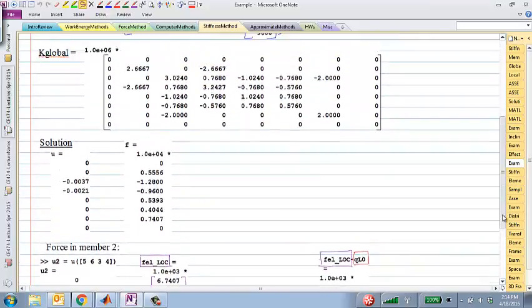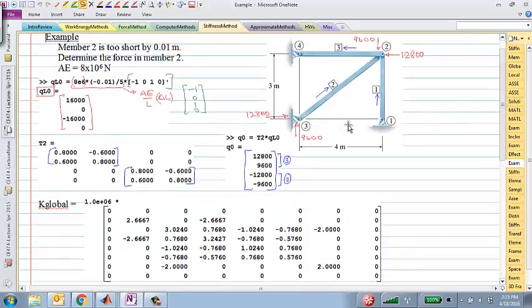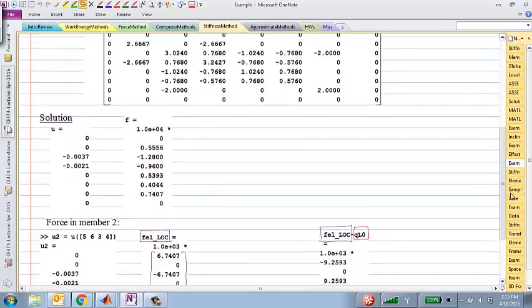Right. So you remember this problem for the trusses when we were dealing with it? This was an indeterminate truss with actually no external loads applied, but we said that member 2 was short, right? And we said we wanted to find the force in member 2 after computing everything. So we first extended member 2 to the correct length, and to do that we needed to apply these external forces 9600 and 12,800 at the two ends of this member, and then we allow MATLAB to solve for it.